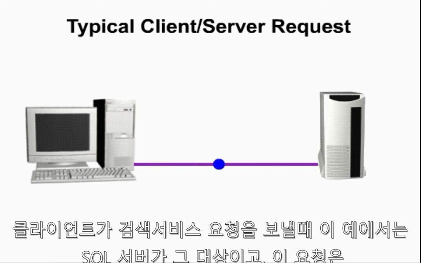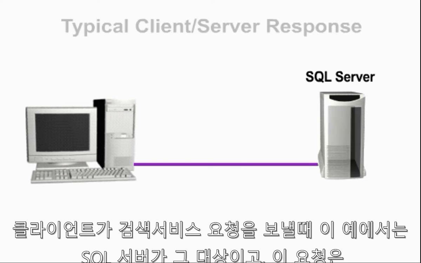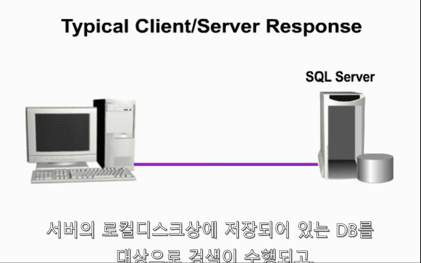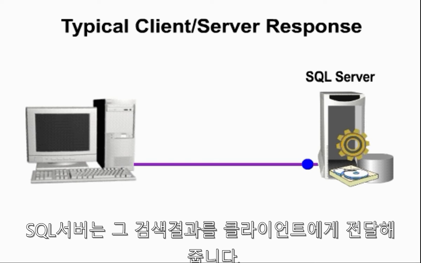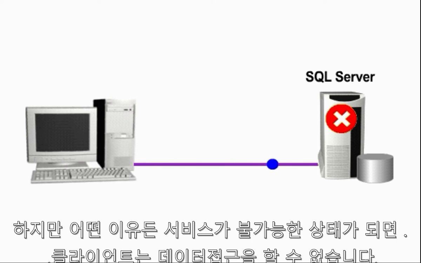When a client makes a request for the service, in this example SQL Server, the information is retrieved from the database stored on the local disk, and the server returns the results to the client. When the service is unavailable, the client is unable to access the data.